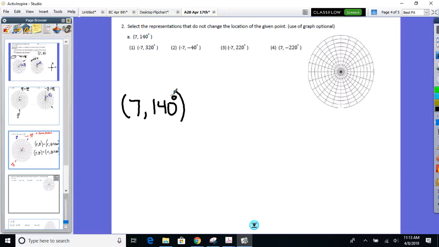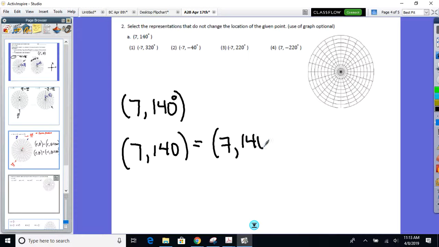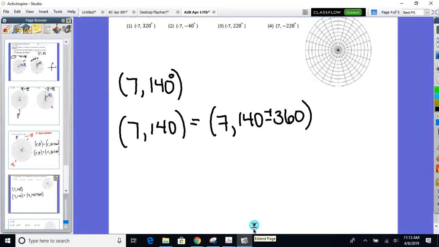I'm not using the graph. We just found out how we could figure out the same points. So 140 would be the same as, okay, let's say I kept 7, positive 7. What are you going to do to the 140 to find multiple points that are the same? I'm going to take 140 and add or subtract 360 to it. So if you want to keep the 7 positive, you add and subtract 360 to your angle. So tell me the other 2 points that would be the exact same as 140.